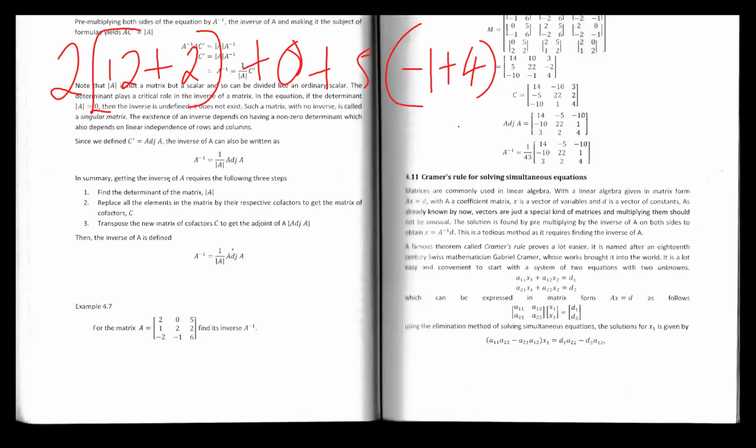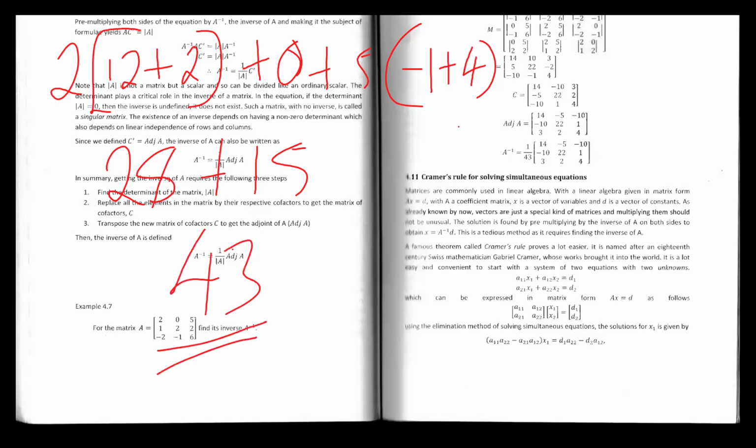This is 14 times 2, 28. Plus, that will be negative 1 plus 4, 3. 3 times 5 is 15, correct? You're following? Yes. So the answer is 43. Yes, so 43 is the determinant.